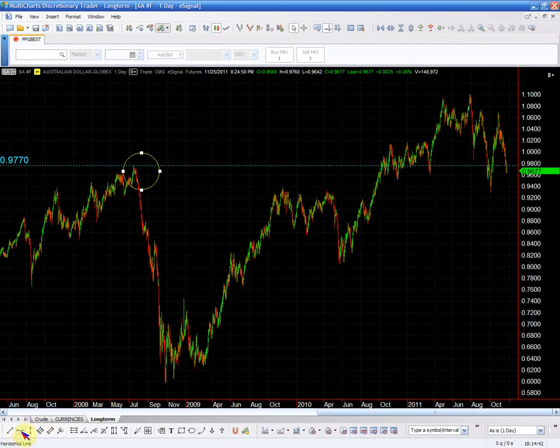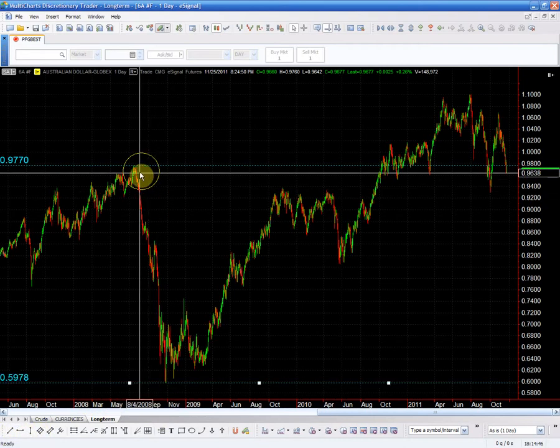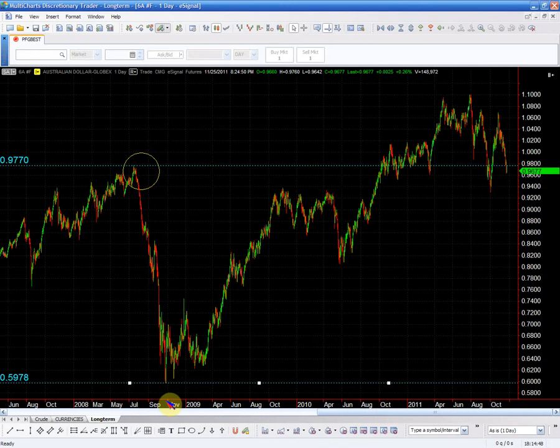It lost about 50% of its value. It sold off from 97 to approximately 60. So let's say it lost about 30% of its value. And this is what's happening right here. This is where we are right now.